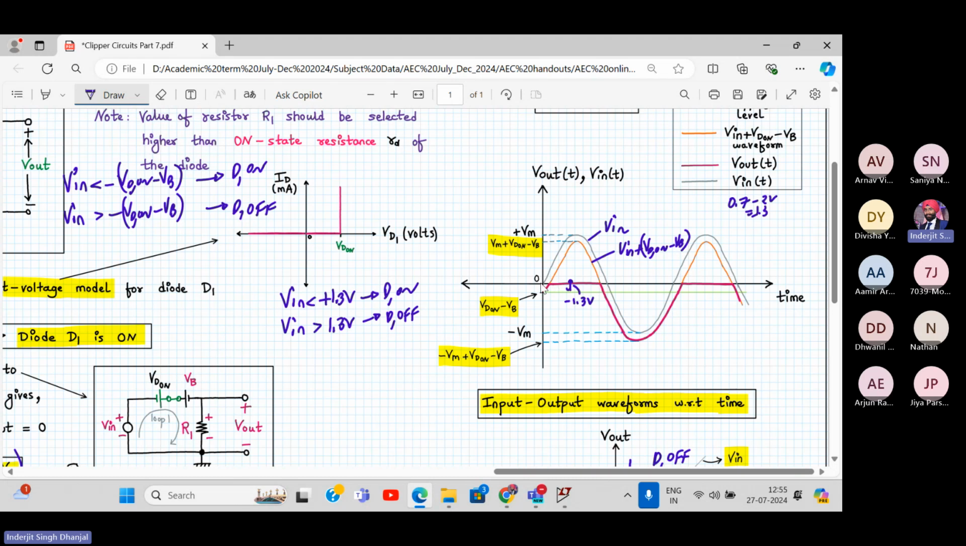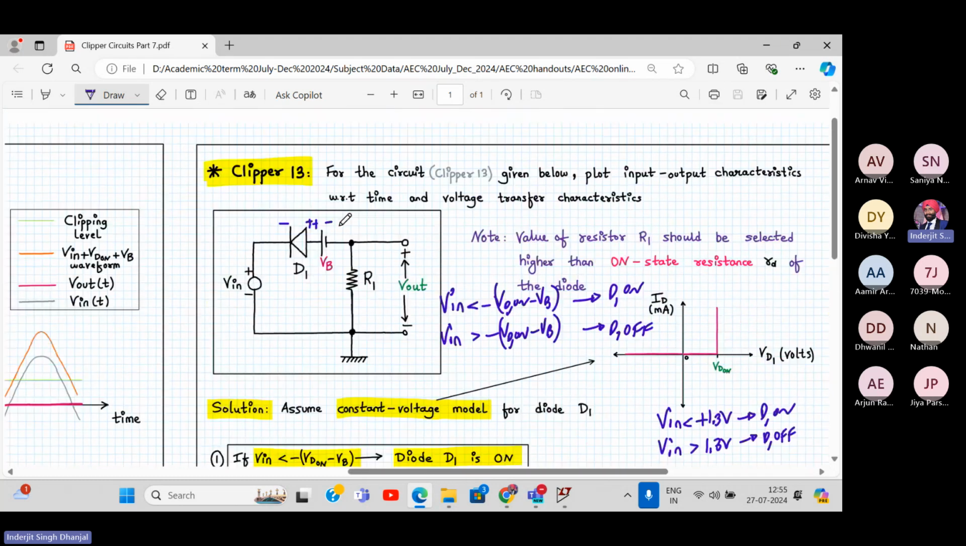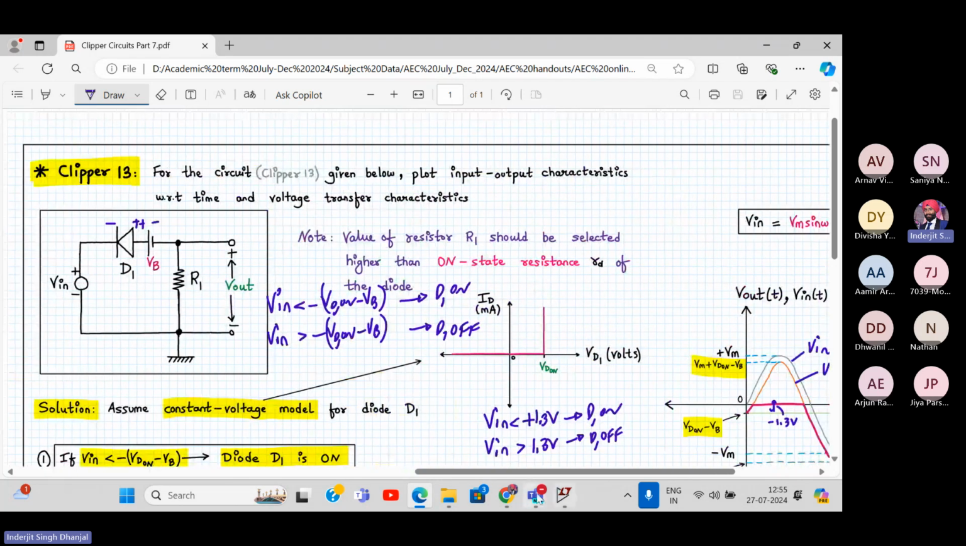This is the level now, plus 1.3. So you go above. This is 1.3, this is 0 now. Consider it 0, and you are going above by 1.3. So above this, your output is 0. This is my new level. Now below this 1.3, my output will follow the input, but with the shift of VD on minus VB. So that is how we have drawn this line. Are you understanding? Let me show you its clipper number 13 input output waveform.